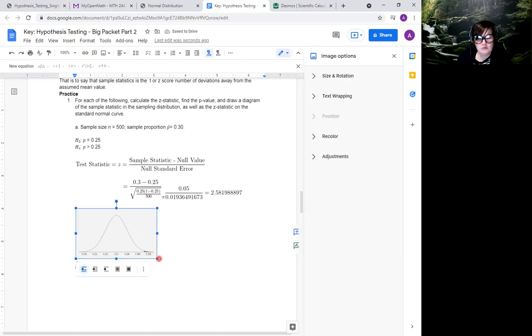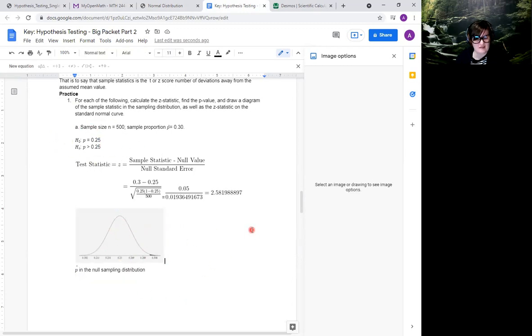Now we say null sampling distribution to identify that this is the sampling distribution that would exist if the hypothesized null value is true. That's what we mean when we say the null sampling distribution. All right, so here's where that sample that we got of 500, getting a proportion of 0.3, would fall in this hypothesized sampling distribution. So towards the upper end.